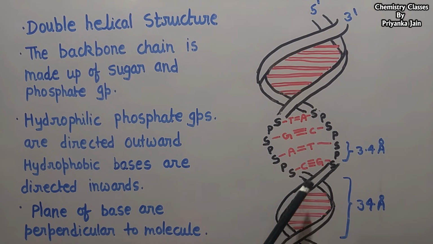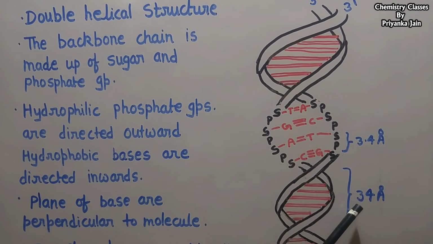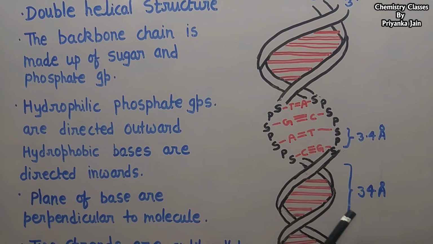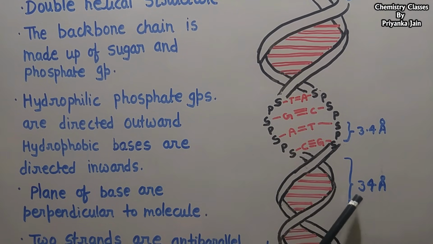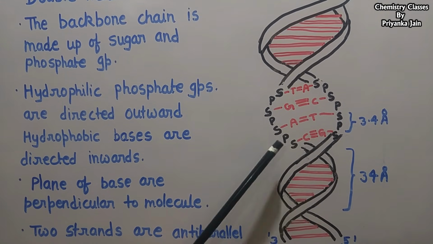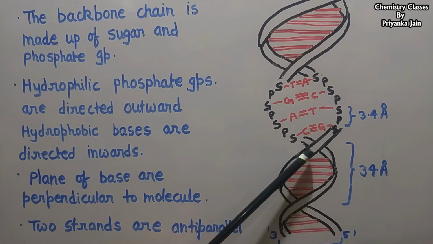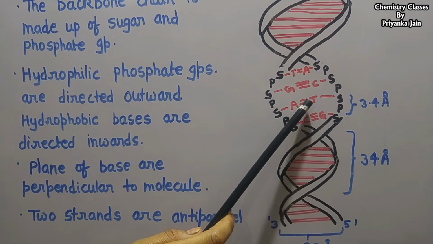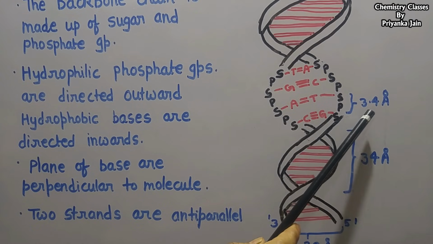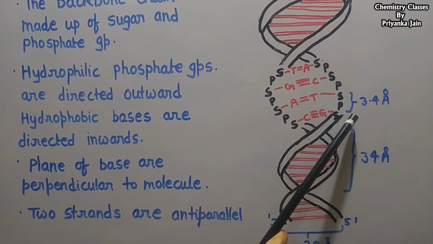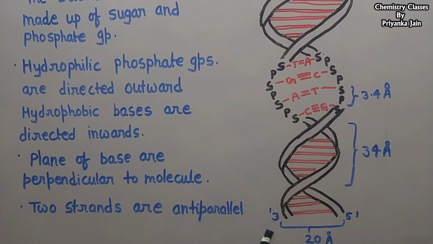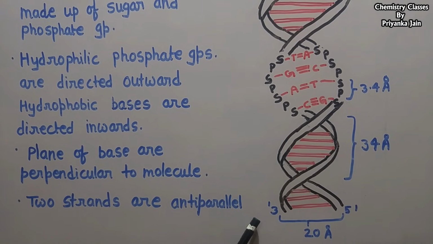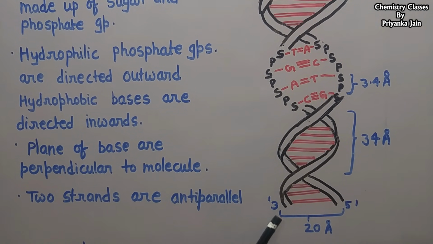The length of each turn is 34 angstrom and there are 10 base pairs in one turn. It means the gap between two bases is 3.4 angstrom. And the diameter of this molecule is about 20 angstrom.